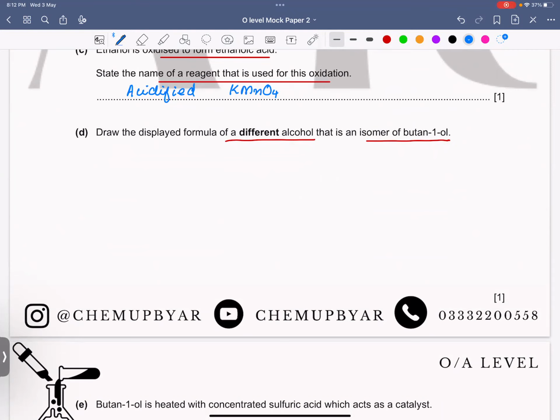Okay, so draw the displayed formula of a different alcohol that is an isomer of butan-1-ol. So if you recall, what is an isomer? A compound having a different structure. What does the name butan-1-ol tell me? It tells me that the first carbon, out of the 4 carbons, has an OH. And what does displayed formula mean? The formula which has all the bonds shown. So I will draw 4 carbon atoms in a row like this. Then I can put an OH on the second carbon. So this would become butan-2-ol, which would be the isomer.